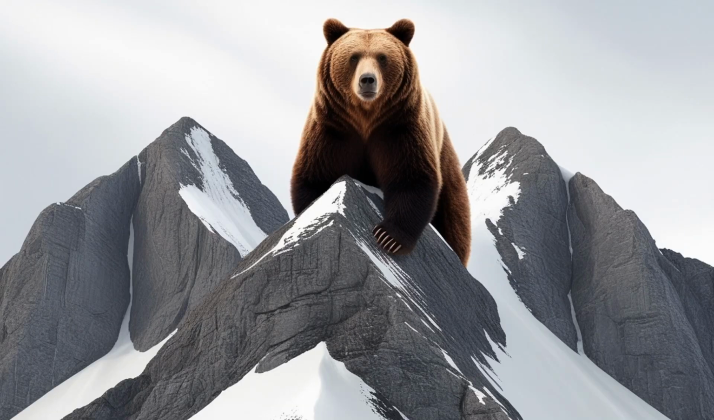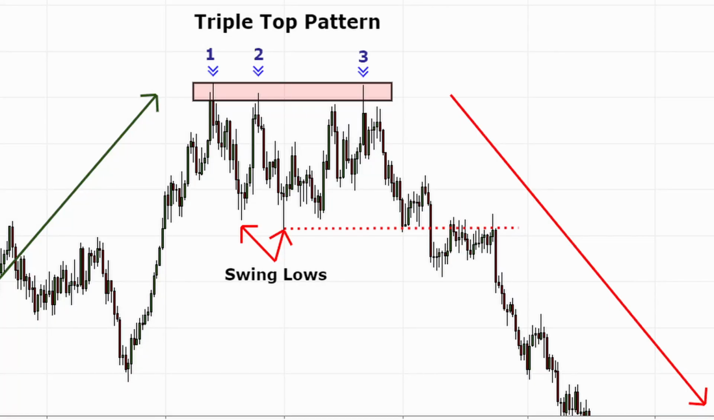The triple top is a bearish reversal pattern that indicates a potential trend reversal from an uptrend to a downtrend. The price rises to a peak and then declines. The price rises again to roughly the same level as the first peak and then declines. The price rises one more time to a similar level as the first two peaks and then declines once again.